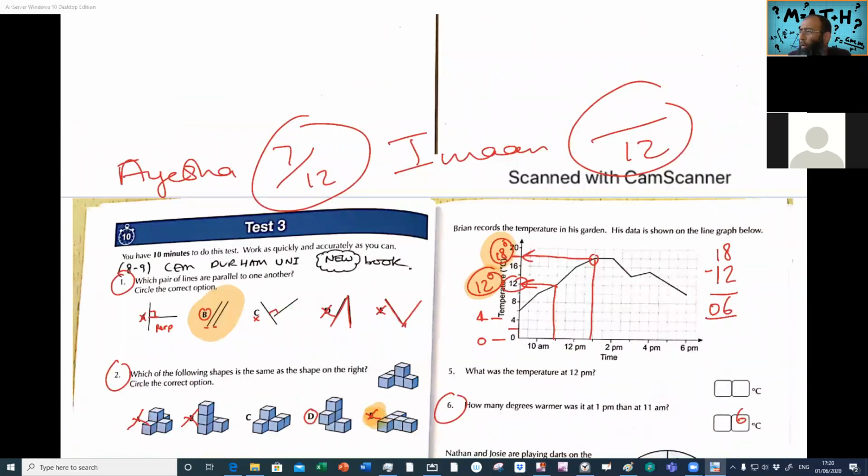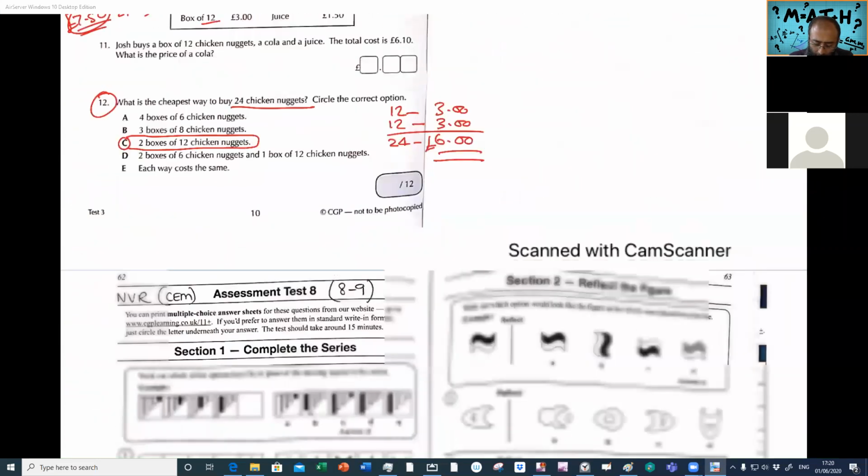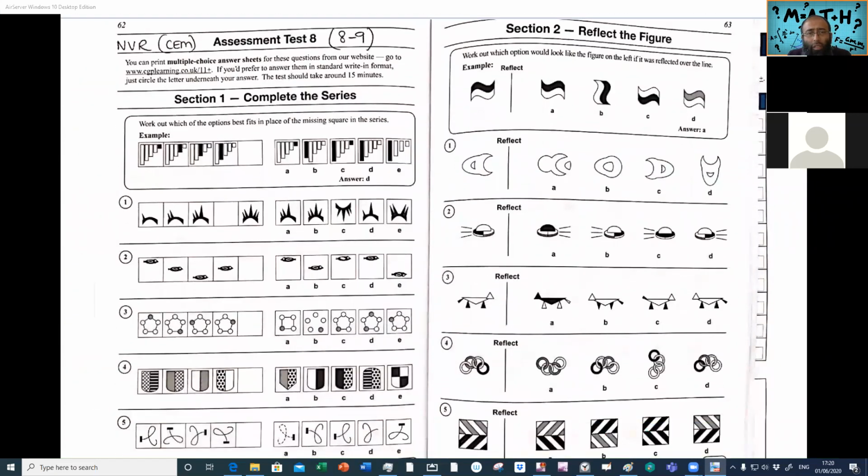Okay, you need to speak more clearly. Did you get 3 out of 12? Yeah. Okay, 3 out of 12. Okay, right. Okay, let's start with you first, Aisha. Any mistakes on the first double page, please?